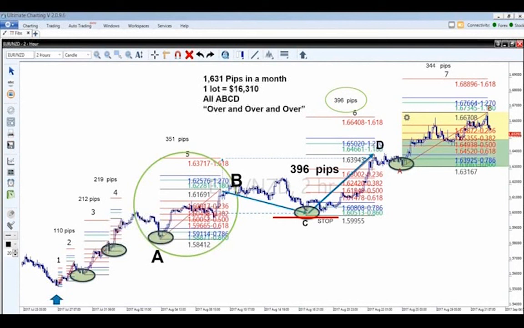Now, the question that I get from people, especially new people, is, okay, do I have to sit in front of my computer all day long and wait for that C entry point? Wait for that opportunity to get in. The answer is no, because with the Power Fibonacci's, it does it all automated for you.